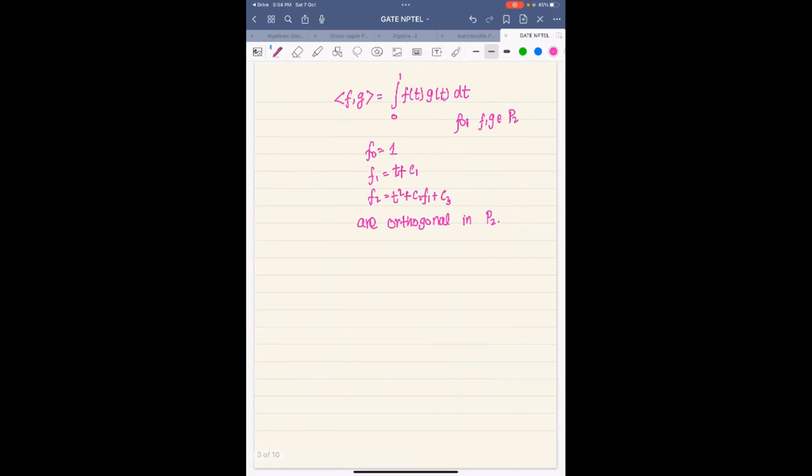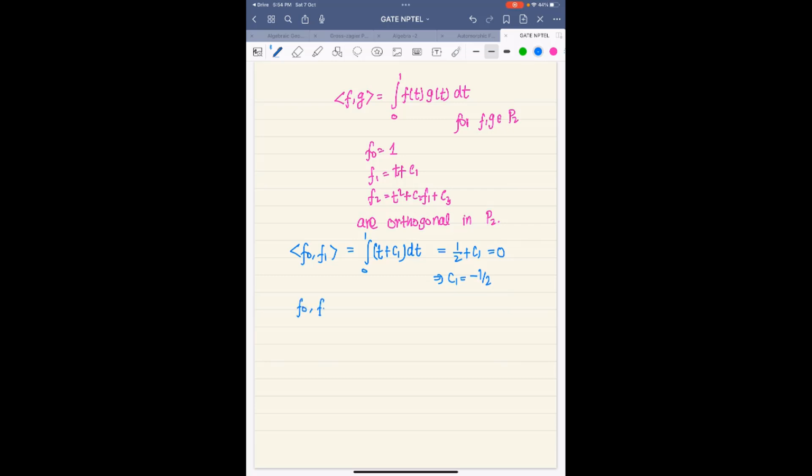Okay, so first consider the inner product of f0 with f1. This will be the integral of t plus c1 dt from 0 to 1, and this will be equal to half plus c1, and this is equal to 0 because they are orthogonal. So this means that c1 is equal to minus half.